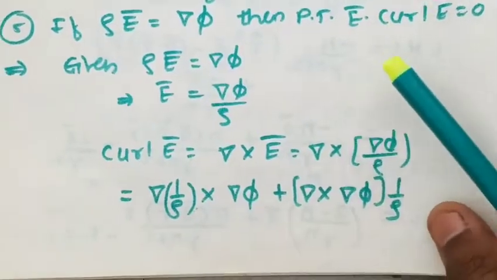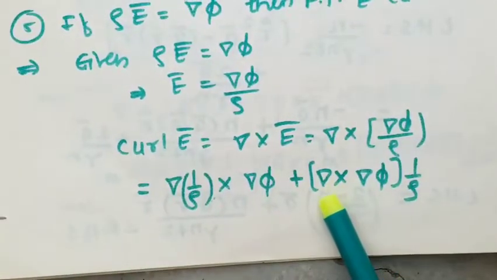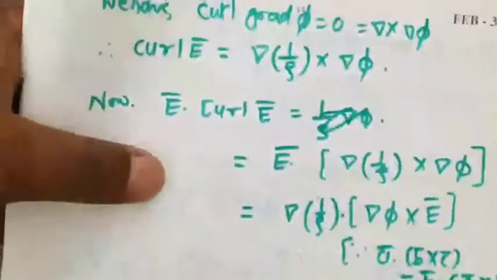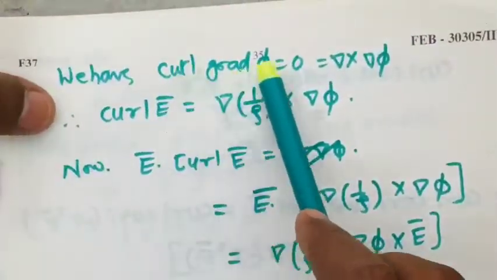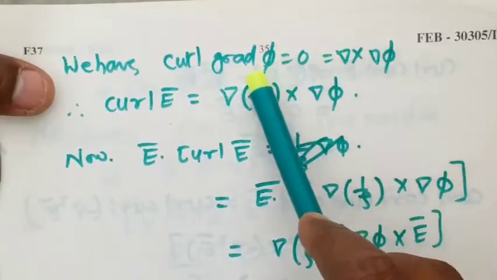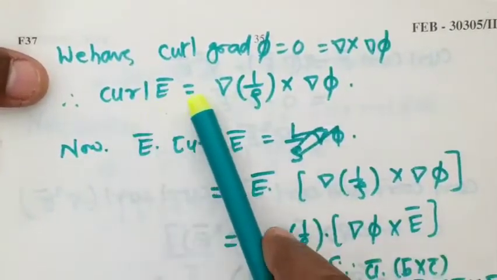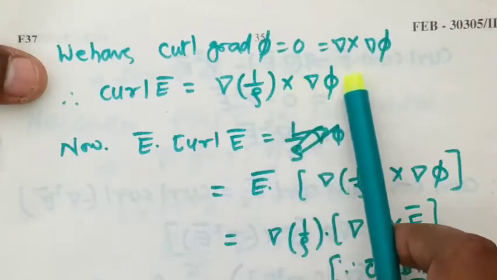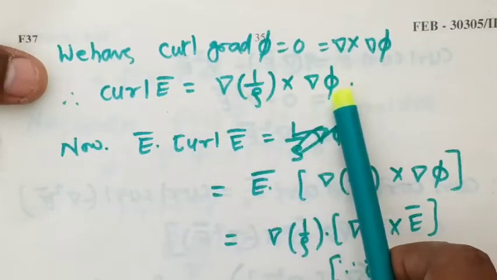Now next step, we know we have one result, curl of grad phi is 0. Okay. This result we have in identity, curl of grad phi is 0, that is del cross del phi is 0. So by using that rule, curl of E bar will be equal to del of 1 by rho cross del phi. So this will be the value of curl of E bar.